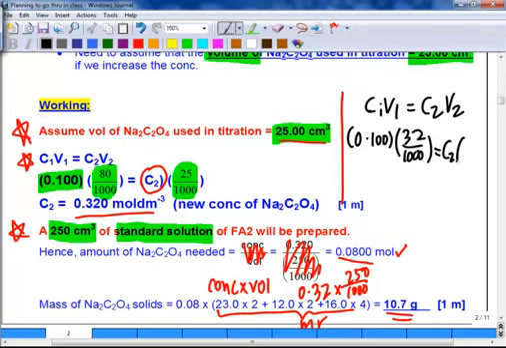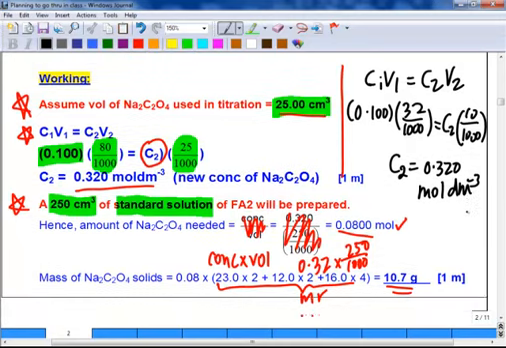Concentration I don't know. Volume I assume it to be the same as the 10 drops. I want 10 is to 10, 1 is to 1. So that means 10 over 1000. Based on this, I can also get C2 equal to 0.320 mole per dm cube. Is everybody okay? Can I move on?